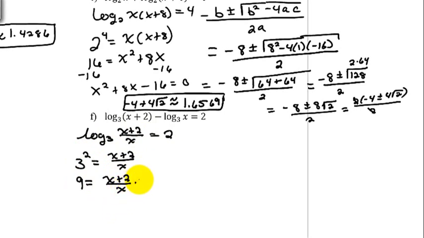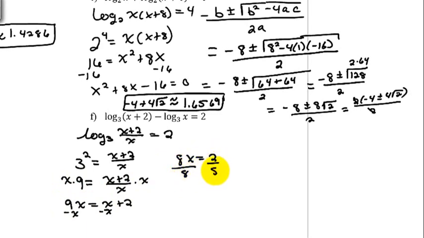And we want to get that x out of the denominator, so I am going to multiply both sides by x. That gives me 9x equals x plus 2. Gathering up the x's on the left, we would subtract x from both sides, and we get 8x equals 2, and then we divide by 8 on both sides. That gives me x is equal to 1/4, and that's 0.25.